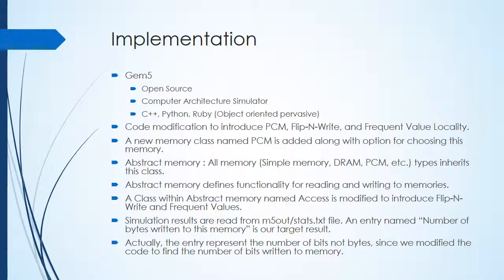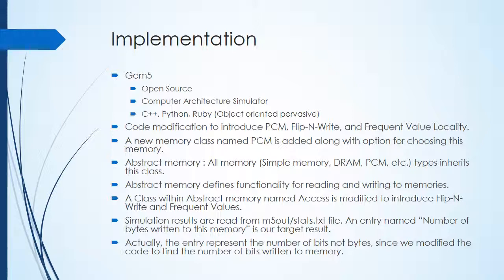Gem5 is an open source computer architecture simulator, and it's mostly written in C++, Python, and Ruby. Everything in Gem5 is object-oriented. The first thing that I did in Gem5 was introduce a class called PCM, and I also added an option for choosing this memory.